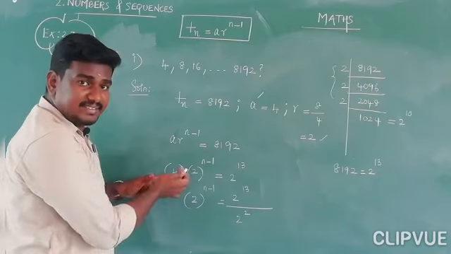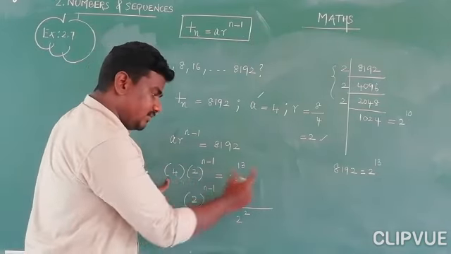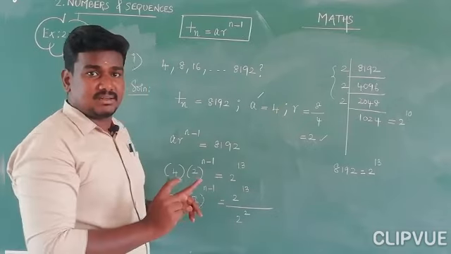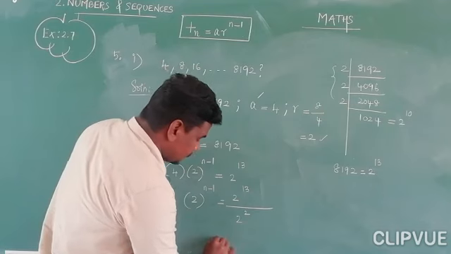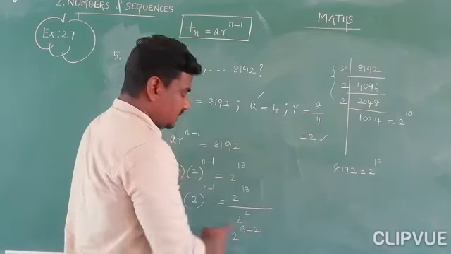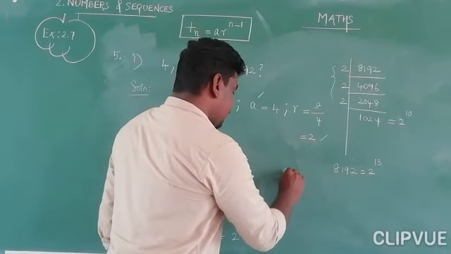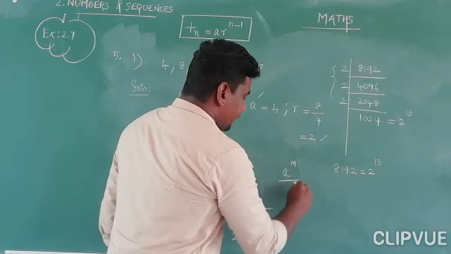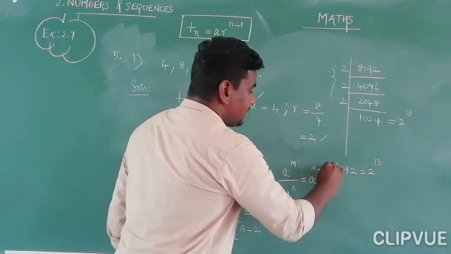This 4 is on the left hand side, in multiplication. If you bring it to the right hand side, it becomes division. Okay, so 4 or 2 square. Now simplify them: 2 power 13 minus 2. What I did here, you know that a power m divided by a power n is equal to a power m minus n.